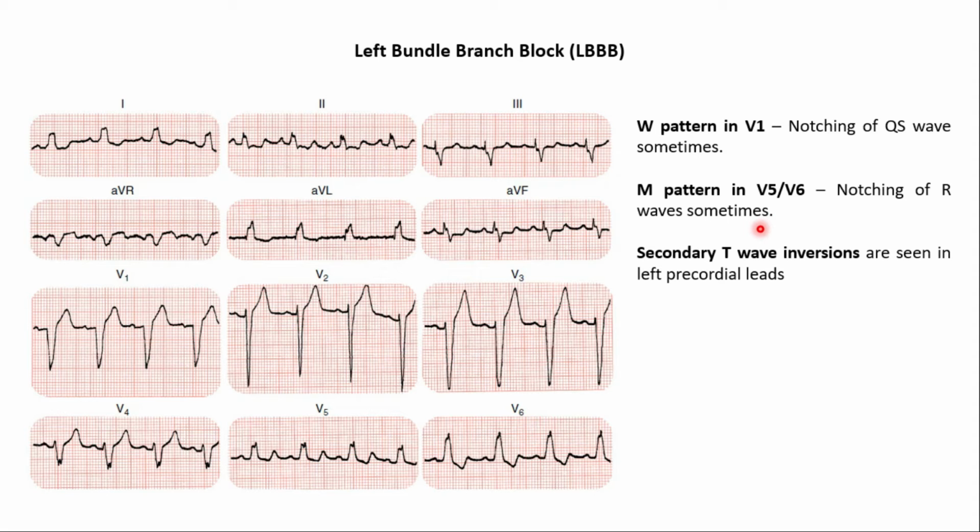As seen in right bundle branch block, secondary T wave inversions are also seen in left bundle branch block, in the leftmost precordial leads, like we can see here in V6 and here in V5.